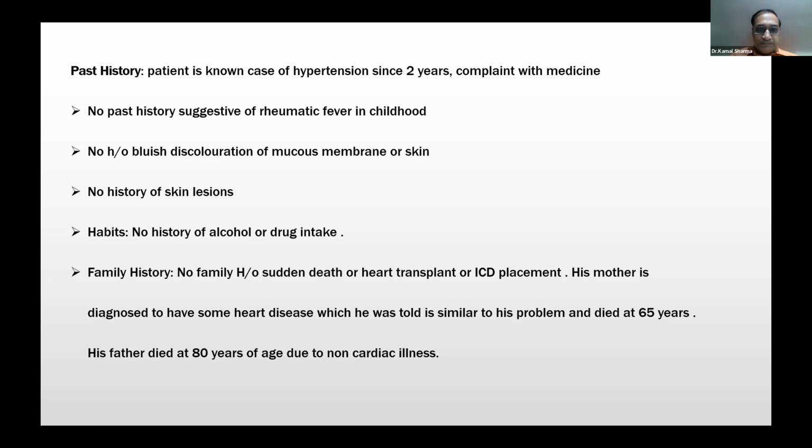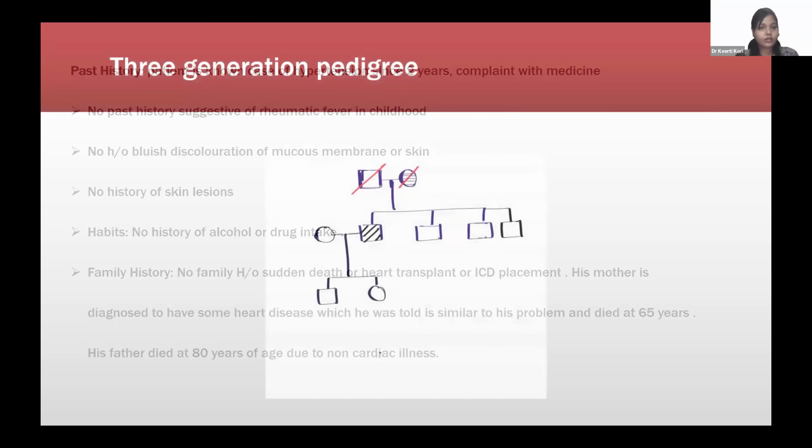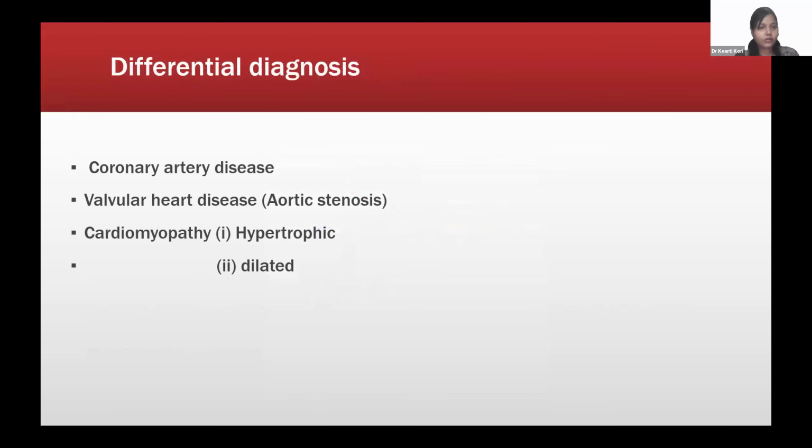Okay, go ahead. Past history, he is a known case of hypertension. If there is no positive history, you can skip for the sake of time so that we can have more Viva. There's no significant family history as well. Okay. Three generation pedigree is not significant.